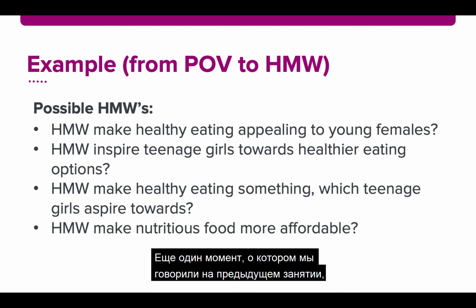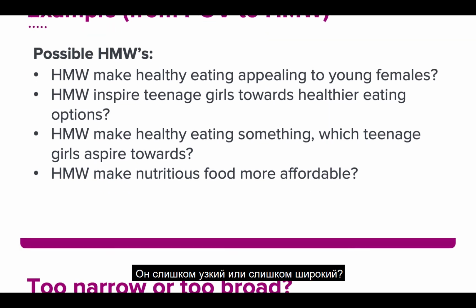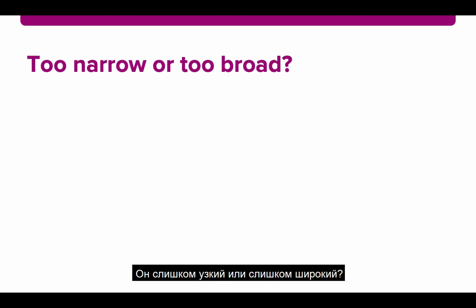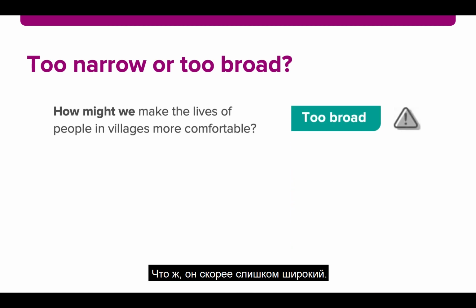Another thing to remember, which we covered in our previous lesson from the understand phase, is to identify the right scope for our how might we question. Is it too narrow or too broad? So let me bring a couple of examples. How might we make the lives of people in villages more comfortable? Is this too narrow or too broad or just right? Well, this one might be too broad.